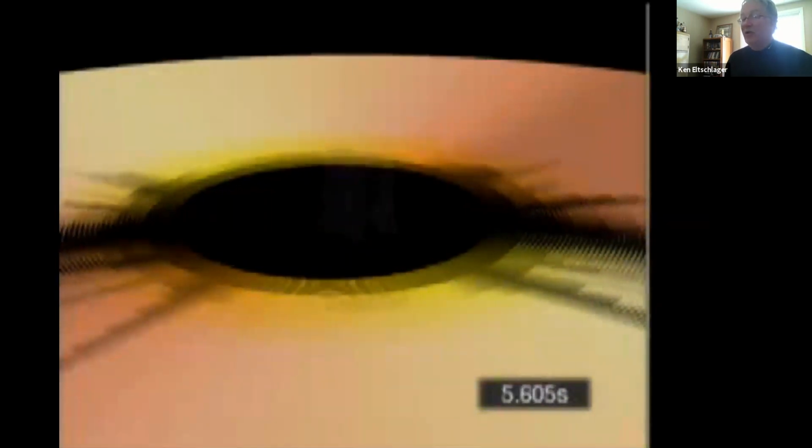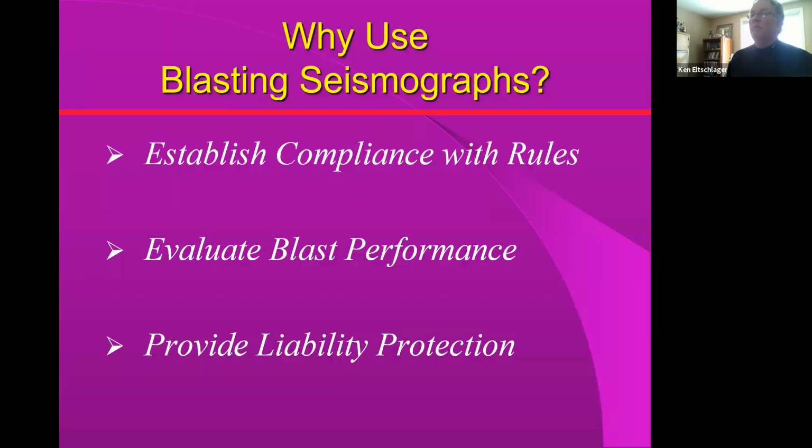It could be an issue with loading. It could be an issue of sympathetic detonation. Could be an issue of cap malfunction. Could be programming error. Okay, so the control of the adverse effects isn't just in the design itself, but it's in the quality control of implementation in the field.